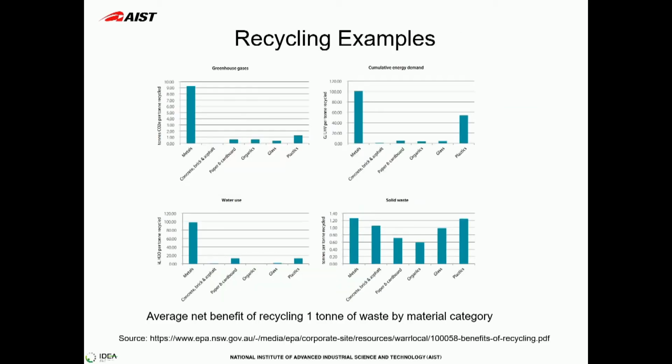This figure shows the net benefit shown in the previous slide. This is a study done in Australia that showed the benefit of recycling for greenhouse gases, cumulative energy demand, water use, and solid waste. We can see that metal recycling generally has a large environmental benefit for all impact categories. Recycling also avoids the occurrence of solid waste for all materials.